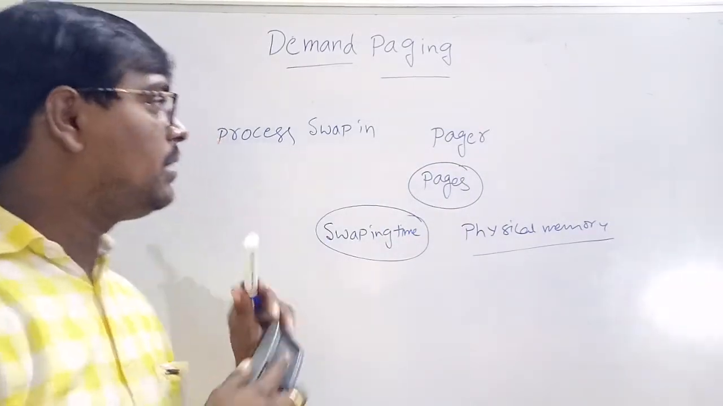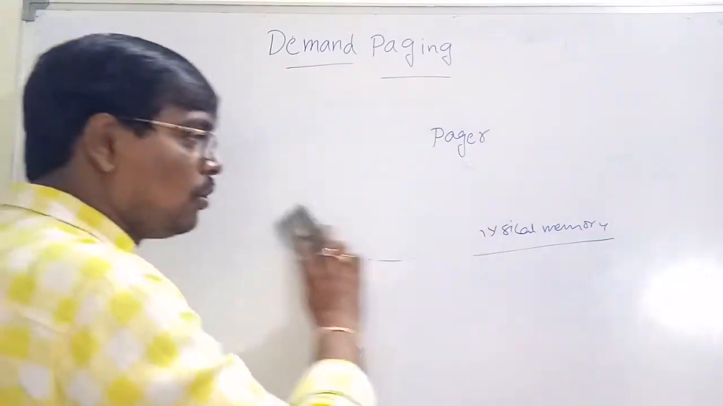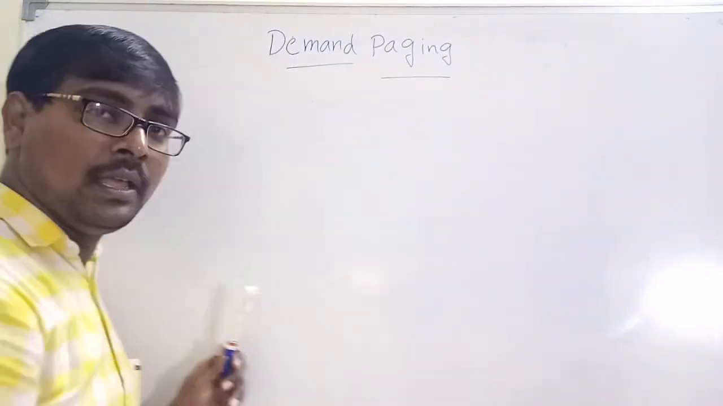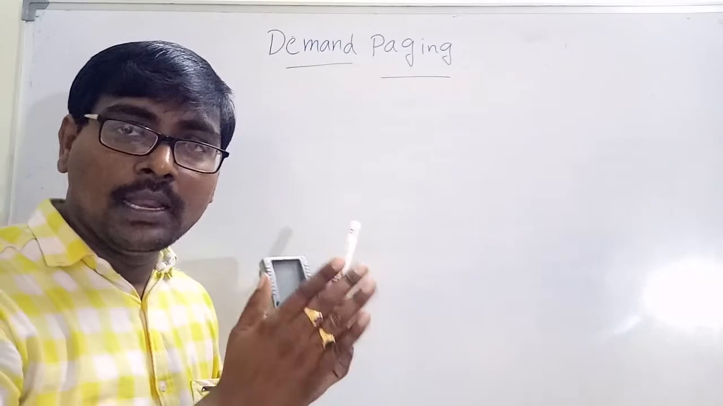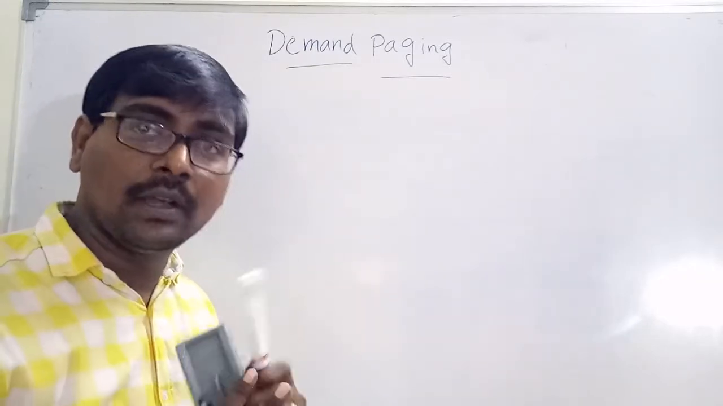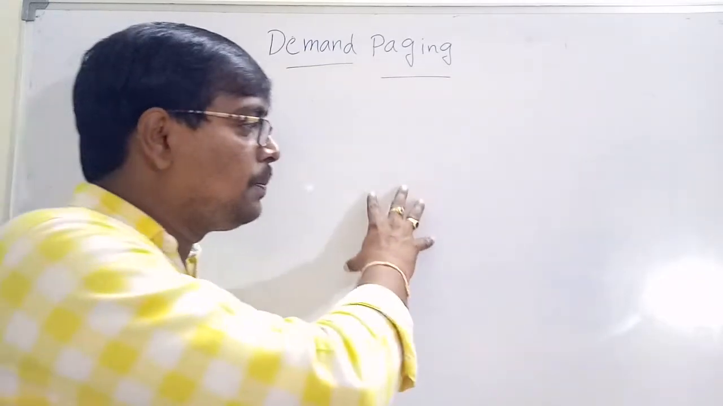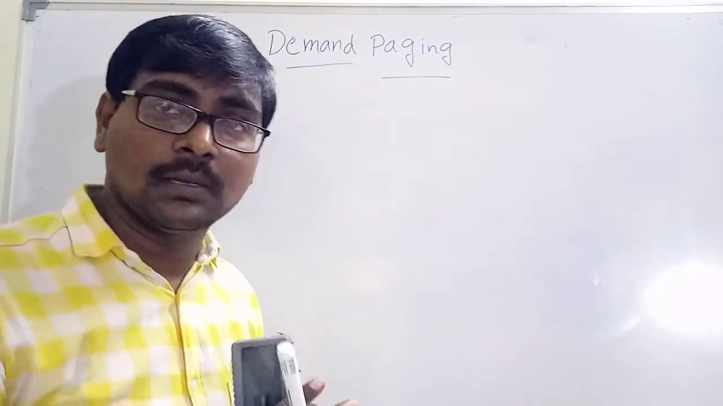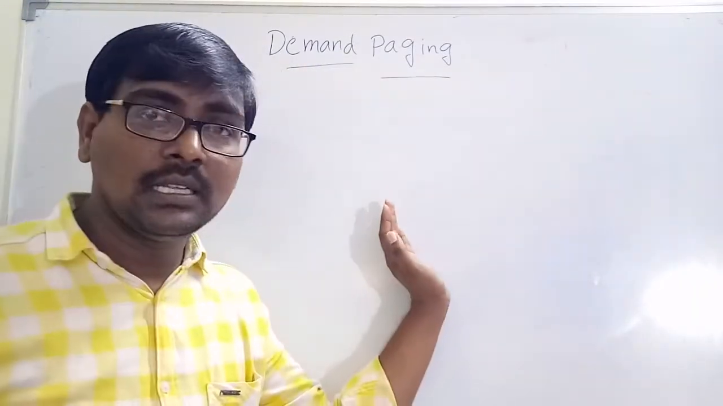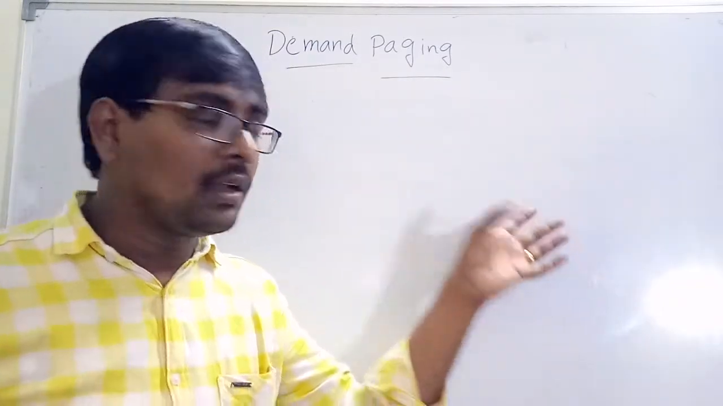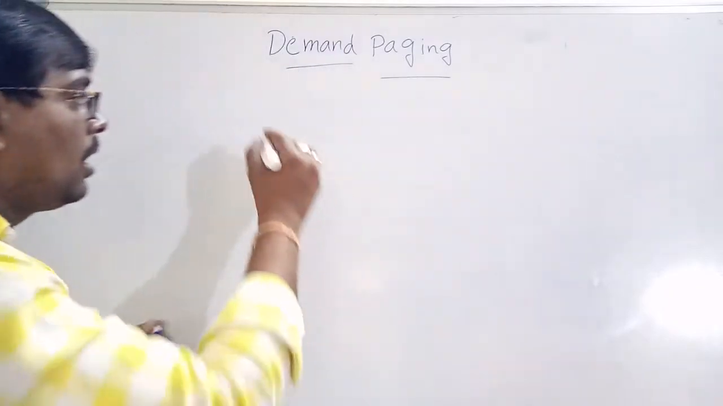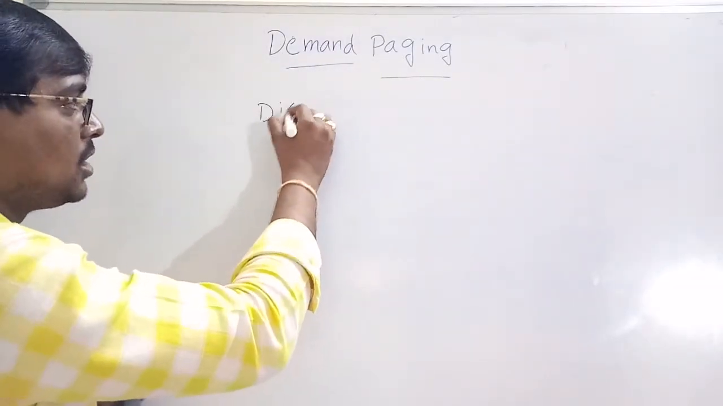Now, a very important point is that we have to provide a distinction. Suppose a process is divided into a number of pages. Some pages are loaded in the memory and some pages are on the disk. The required pages are placed into the memory, and the not required pages are on the disk. Now we have to provide a distinction.